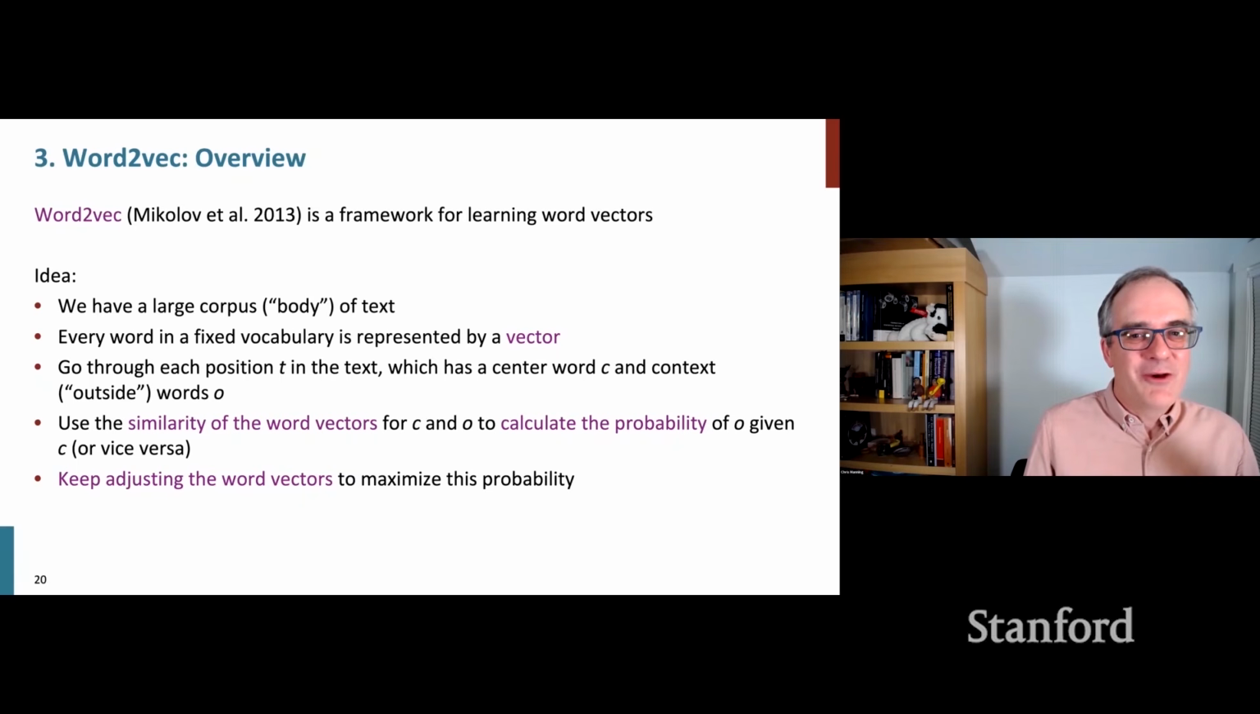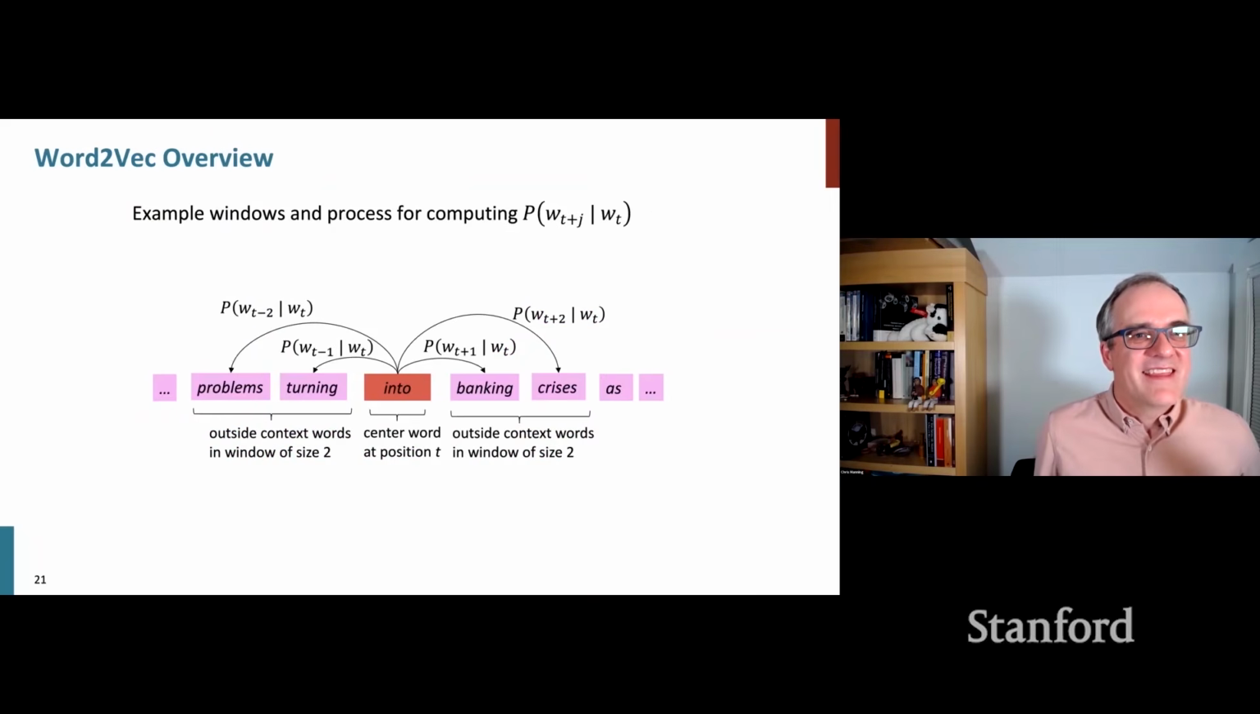But then we know that certain words did actually occur in the context of that center word. And so what we want to do is then keep adjusting the word vectors to maximize the probability that's assigned to words that actually occur in the context of the center word as we proceed through these texts. So to start to make that a bit more concrete, this is what we're doing.